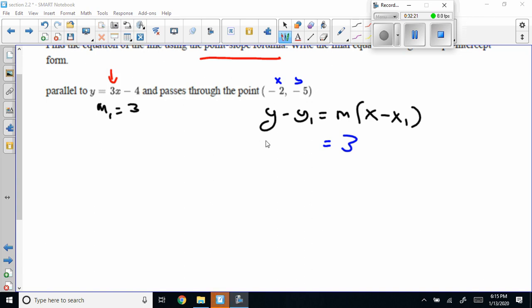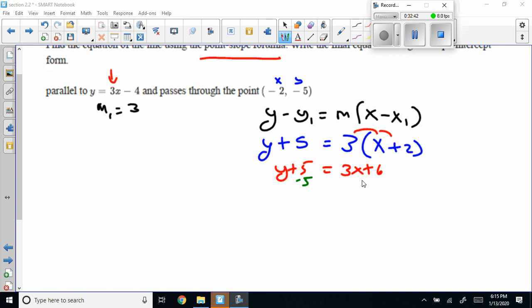So when I plug this in, this is -5. When you plug it in, it better be a what? Positive. This is a -2. When I plug it in, it better be a what? Distribute. So that's 3x plus 6 on that side, y plus 5 on this one. Subtract 5. Y equals 3x plus what? Done.